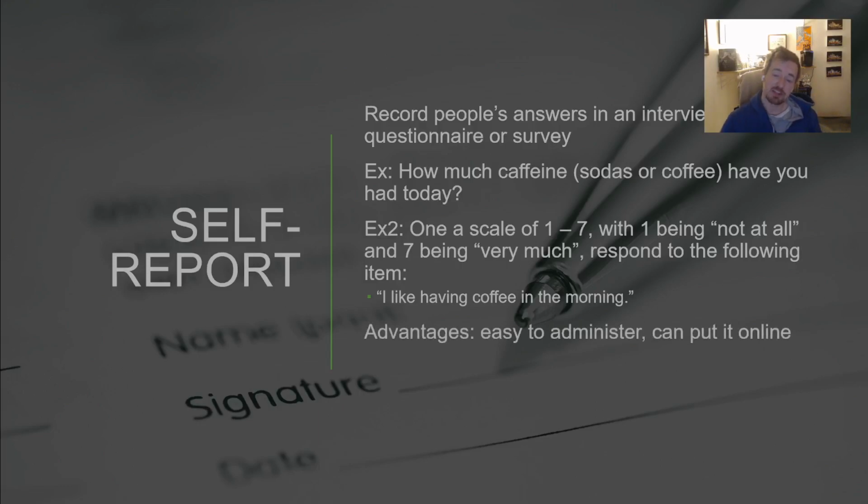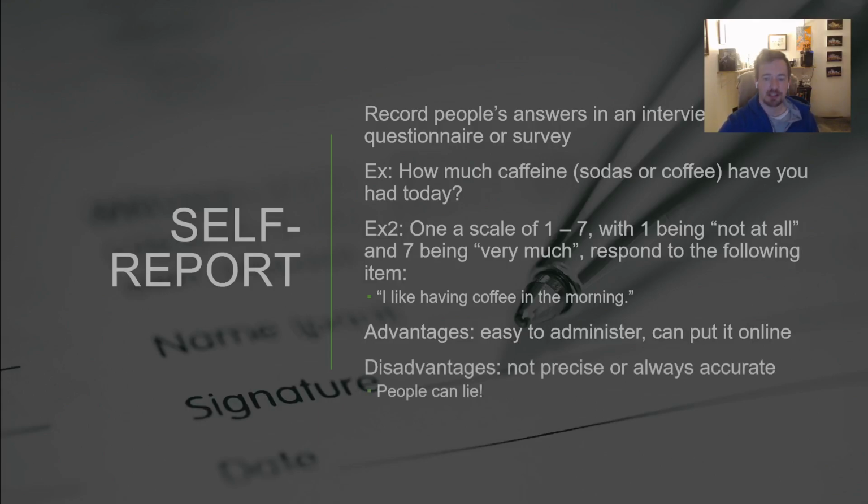The advantages of this is that it's very cheap and easy to do. The disadvantages of this is that people can lie. If I am very self-conscious about how much caffeine I consume, then I might kind of fudge the numbers here a little bit, and maybe I tell you that it's less than it actually is. So self-report is good, but you have to be very careful because sometimes people can lie.